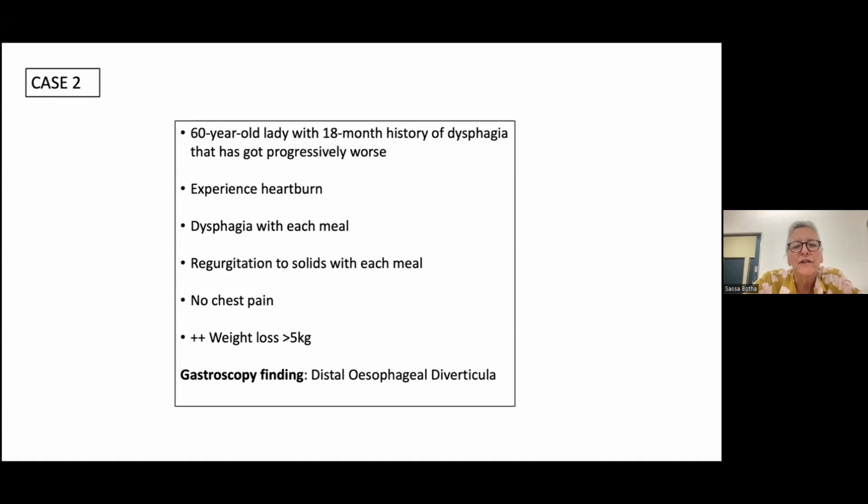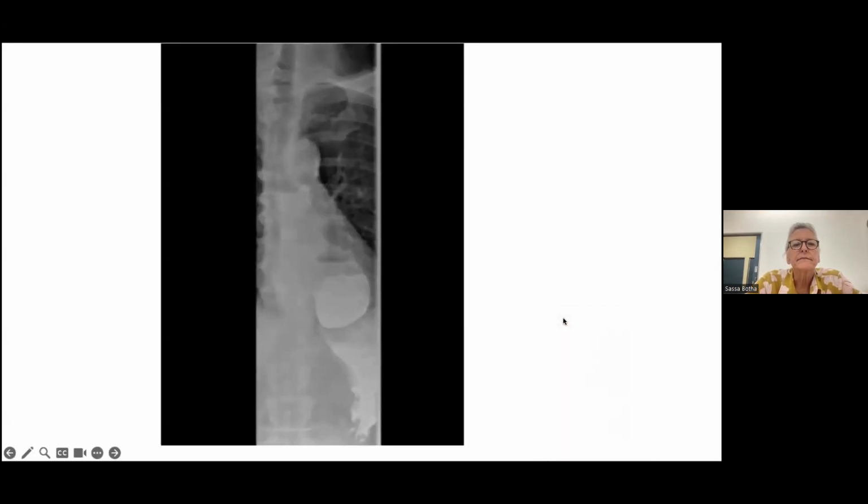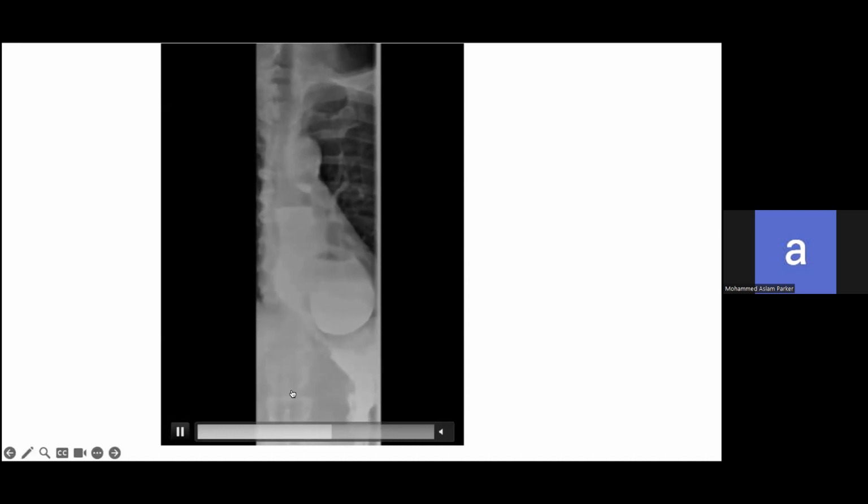Okay, so this case is a 60-year-old lady with an 18-month history of dysphagia that has got progressively worse. She experiences heartburn. She gets dysphagia with each meal, regurgitation to solids with each meal, no chest pain, and she has a weight loss of more than 5 kilograms. So the gastroscopy finding was a distal esophageal diverticulum. Just wanted to show you the diverticulum, that you can clearly see there.